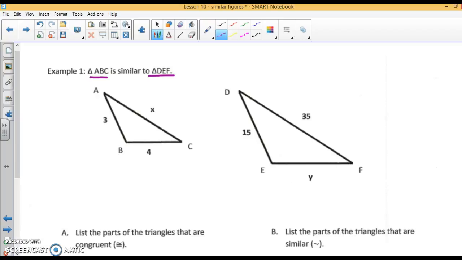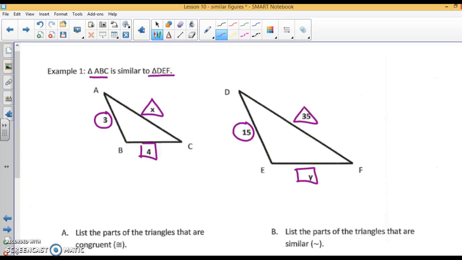Now, I am going to use some notation that I think will help you. I am going to circle corresponding sides. These two are corresponding. I put a circle around them. 4 and Y, I'm putting a box around. X and 35, I'm putting a triangle around. So I put a matching shape around corresponding sides.